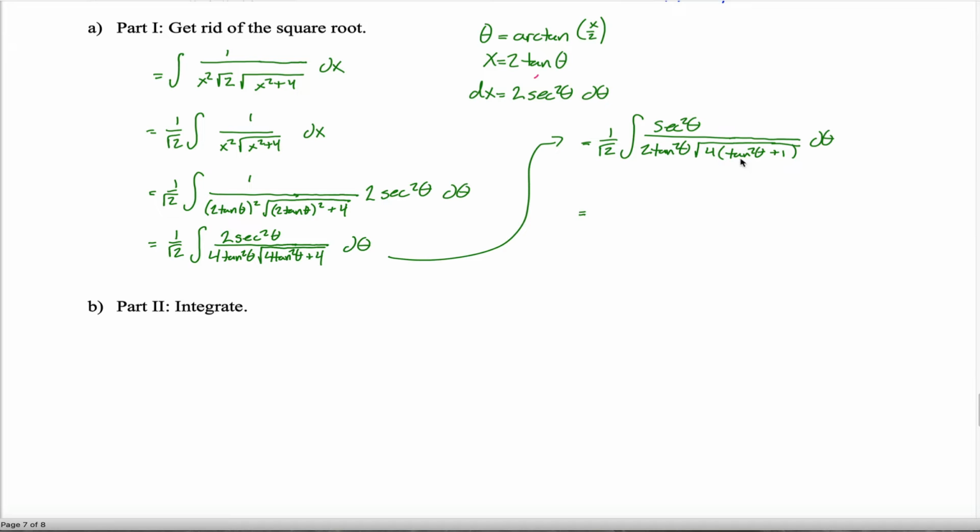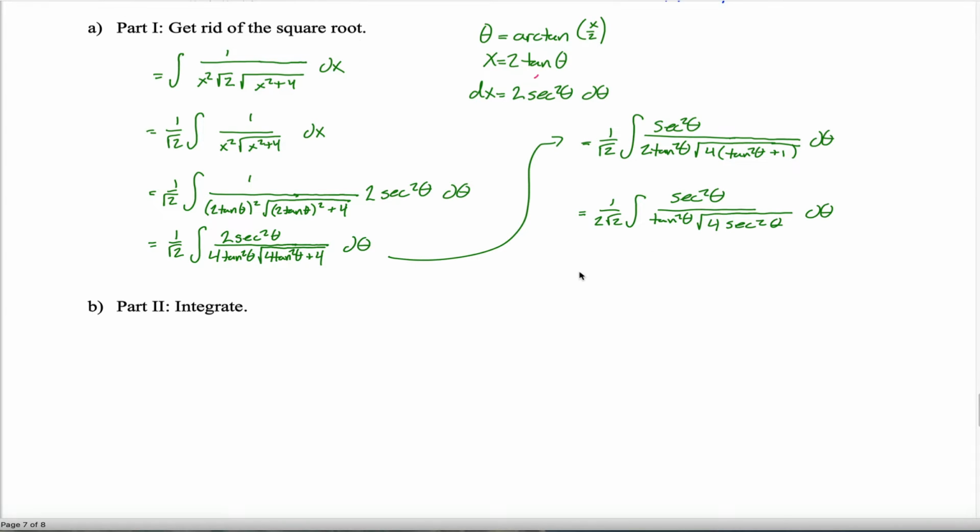single term. A little housekeeping while I'm here, I might as well pull this 2 out in front of the radical. So I've got 1 over 2 root 2 out in front of the radical now. I've got secant squared theta up on the top. Down on the bottom, I've got tangent squared theta out on the outside still. And then underneath the radical, I've got 4 times, instead of tangent squared theta plus 1, secant squared theta d theta. I have a single term underneath the radical.